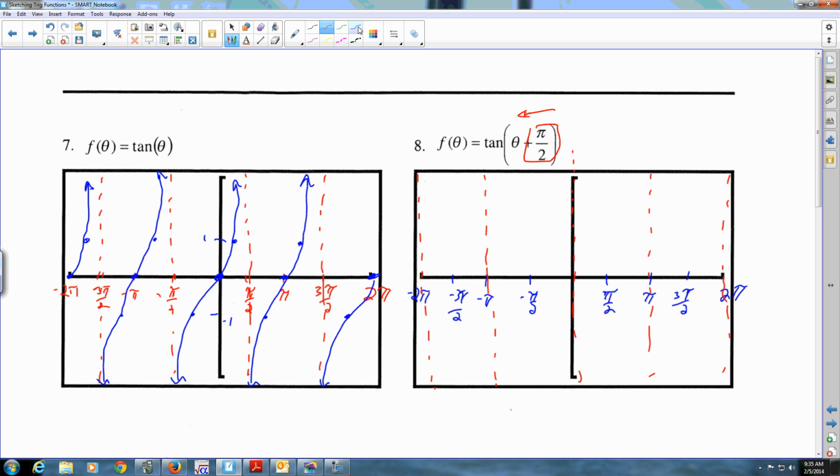Now, halfway between them, I guess I'll stay with red. Halfway between the asymptotes, you're at 0. Oops, I suppose I should mark 1 and negative 1. Halfway to the right, you're up at 1. Halfway to the left, you're down at negative 1. Halfway to the right, you're up at 1. Halfway to the left, you're down at negative 1. Center, halfway right, up at 1. Halfway left, down at negative 1. Center, halfway right, halfway left.